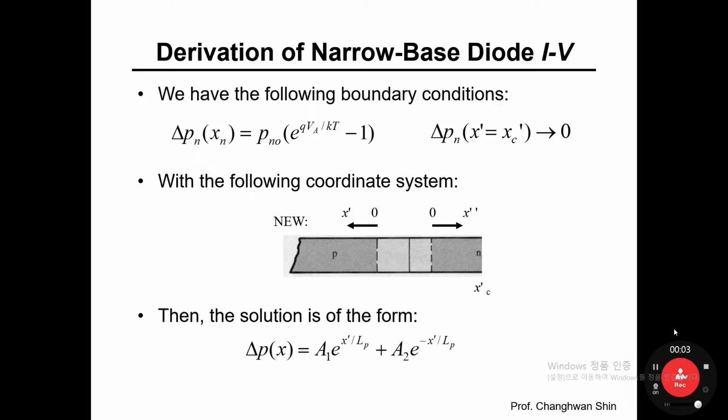Okay, so in this movie clip, we are going to study how to derive the narrow base diode current versus voltage characteristic. So previously, we have learned the wide base diode current voltage characteristic. So I said a kind of wide base. What does the word base mean?